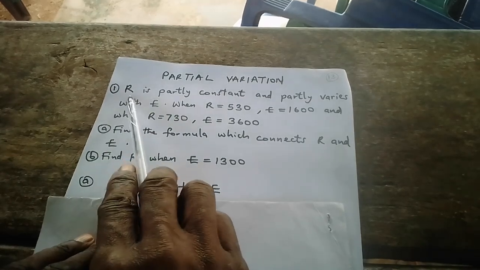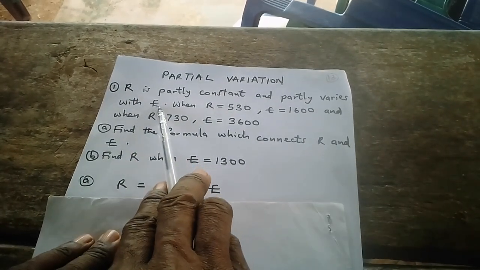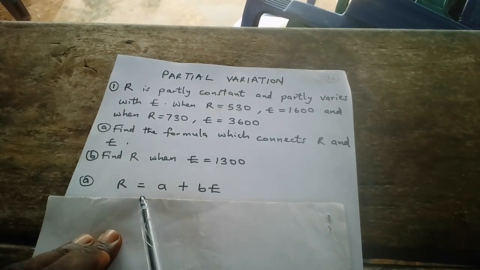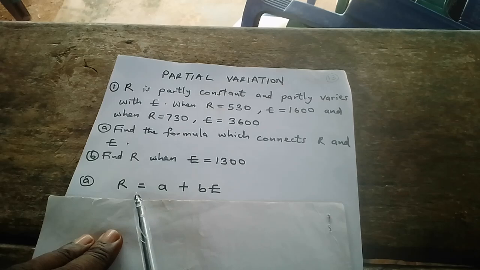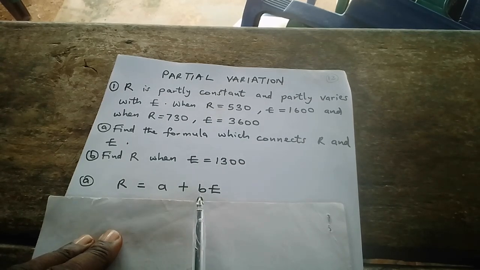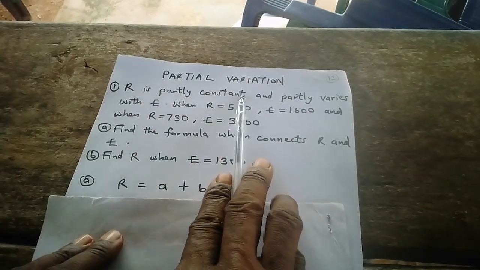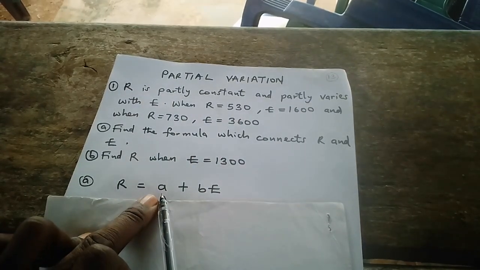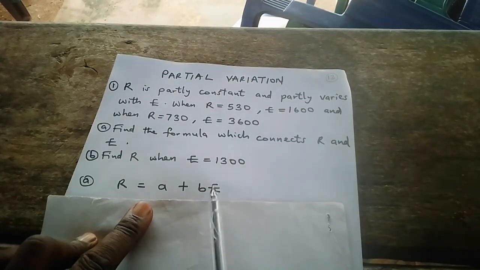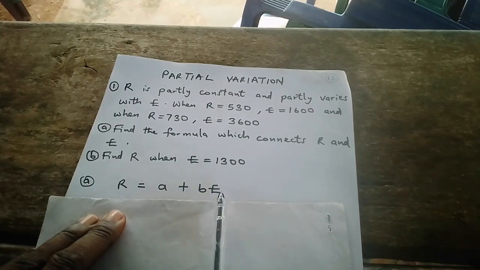So they said R is partly constant and partly varies with E. So straight away we may not need to put the proportionality sign. We just say R is equal to, we have a fixed constant A plus B, which is the varying constant. So they say R is partly constant, so it has a fixed constant, and partly varies, the varying constant, with E. So you now put E. So R is equal to A plus BE.